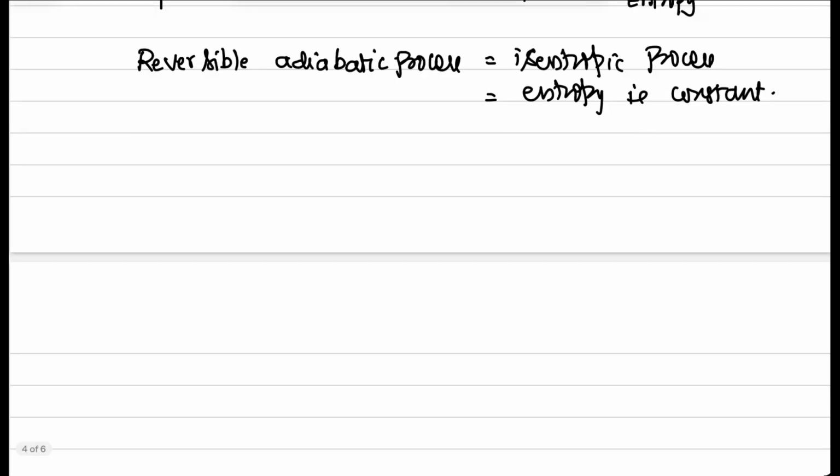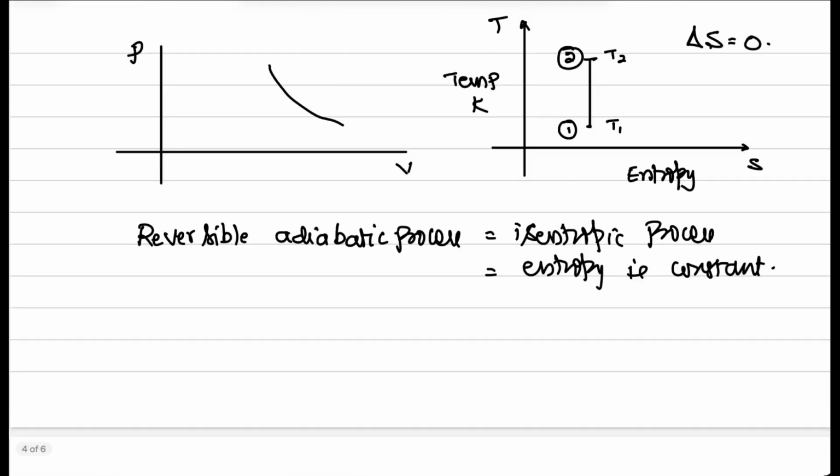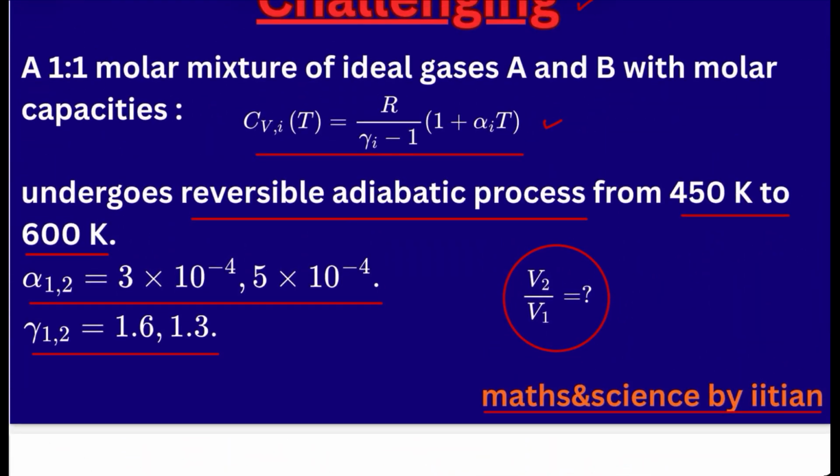Now, that means the total change of entropy is equal to 0. The gas mixture is 1:1. You see in the question, it's a 1:1 molar mixture.